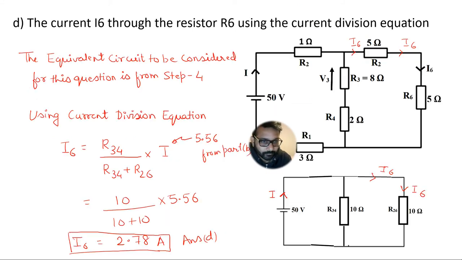Now moving on to the next part, part D. We have to find the current I6. So I6 is here through resistance R6, using the current division rule.